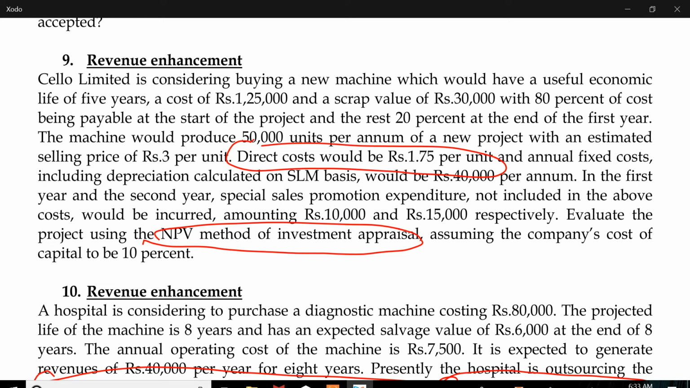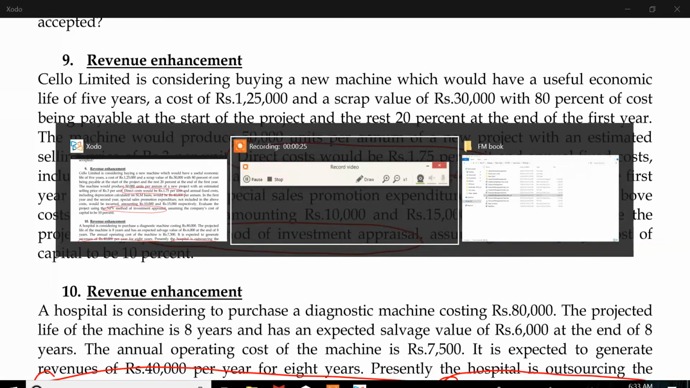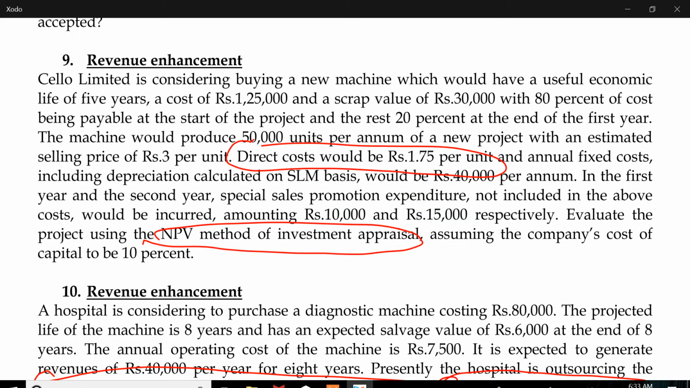Question number 9. Point number 1. Initial outflow would be taken as rupees 1 lakh, as only 80% of the asset value was paid on day 0.